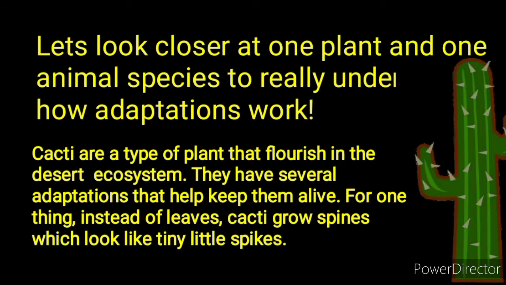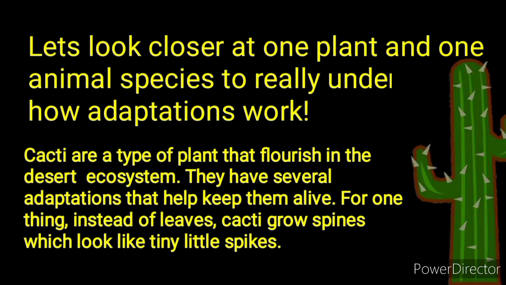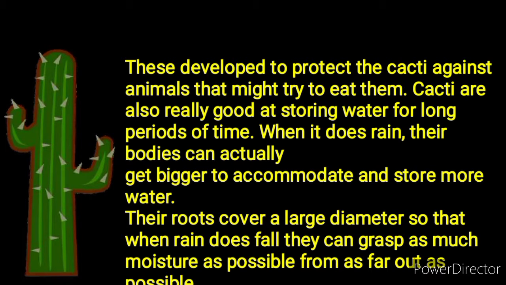Alright, we are going to look at specific plants, okay, and how they adapt. Cacti are a type of plant that flourish in the desert ecosystem. They have several adaptations that help keep them alive. For one thing, instead of leaves, cactus grow spines, which look like what? Tiny spikes. Alright? They don't grow leaves. The leaves are folded so that they can take in water.